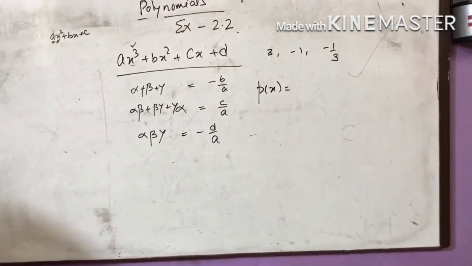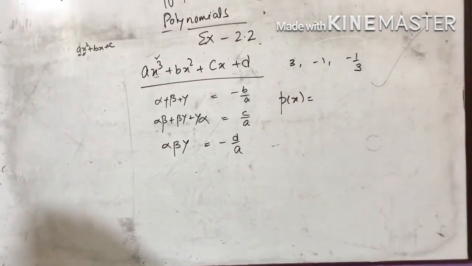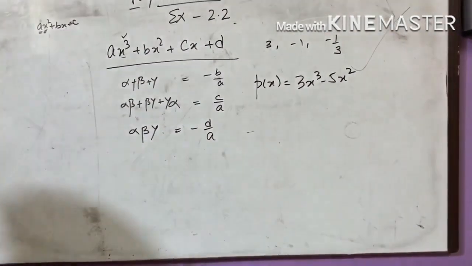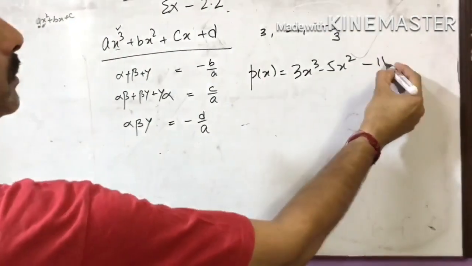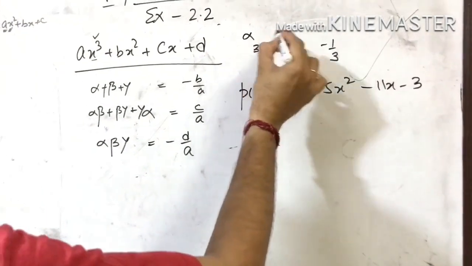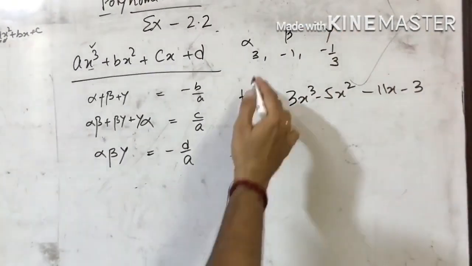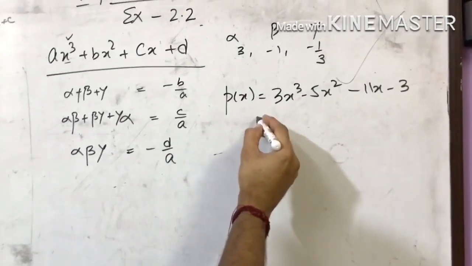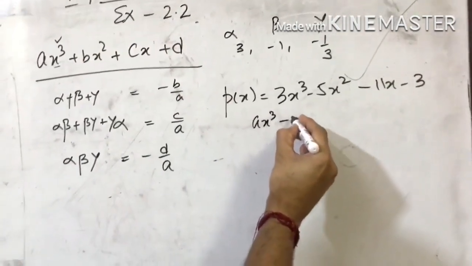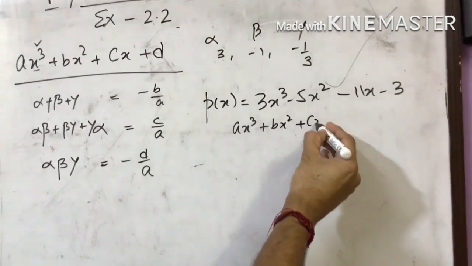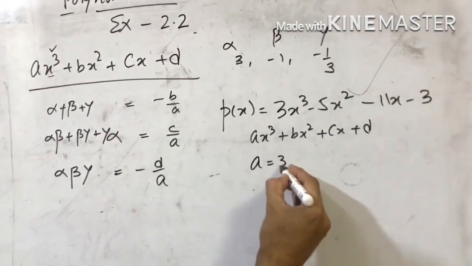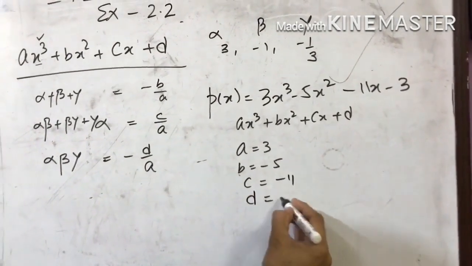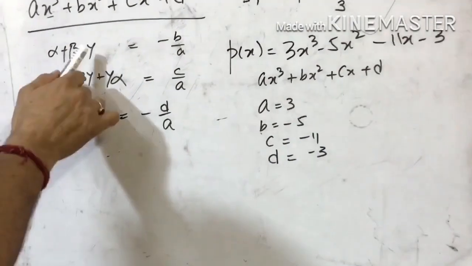Given polynomial is... so let it be alpha, let it be beta, let it be gamma. These are three zeros. So this is your polynomial. So by comparing with this equation, you can come to know that A is 3, B is minus 5, C is minus 11 and D is minus 3. Now you have to verify all these formulas.